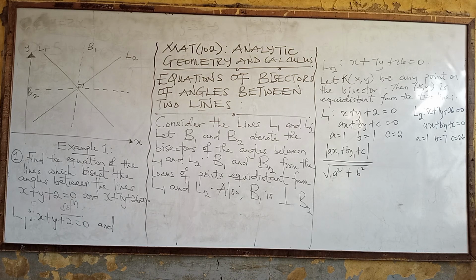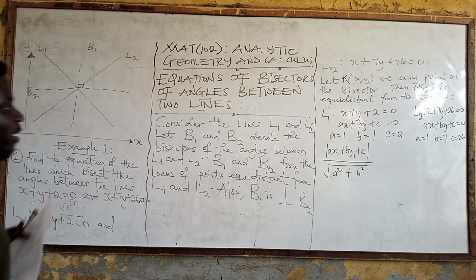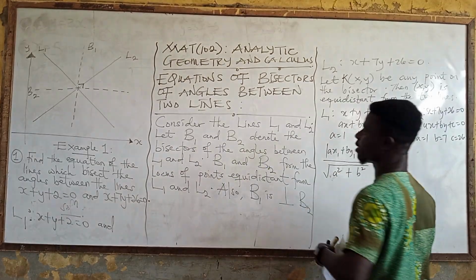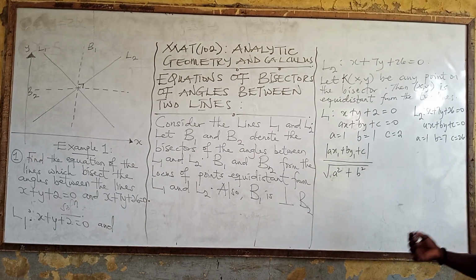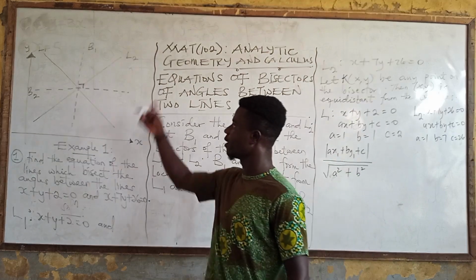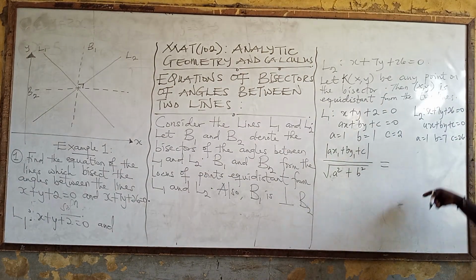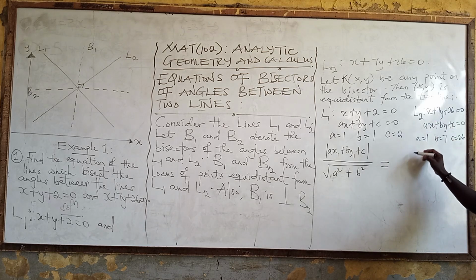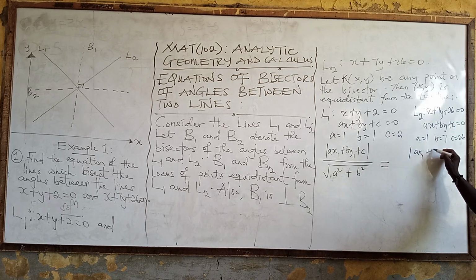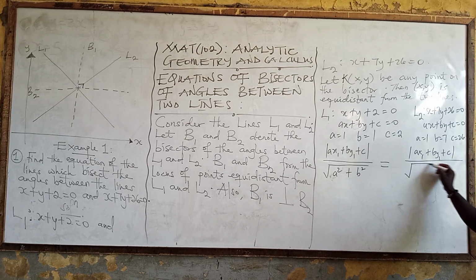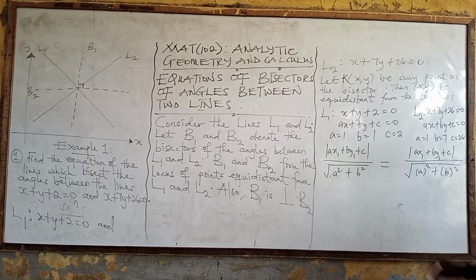Now, since the bisectors b1 and b2 are doing the same job, which means they are dividing the angles between the two lines, we can equate. So I can also find the perpendicular distance here: ax1 plus by1 plus c divided by the square root of a squared plus b squared. So we just substitute in our values.